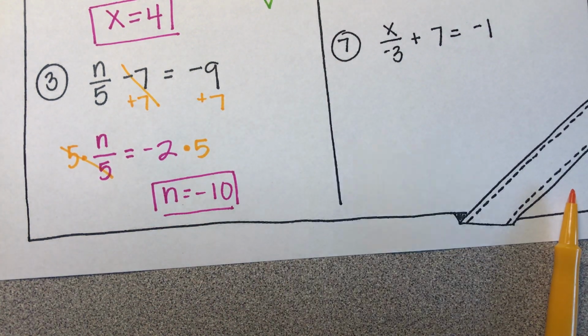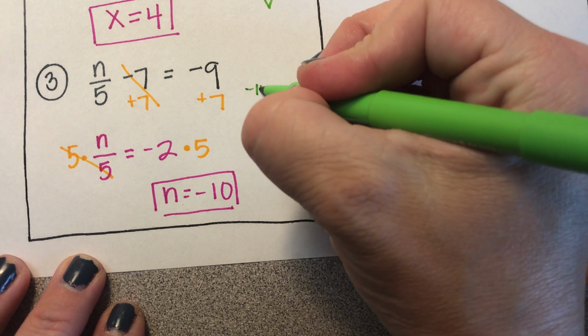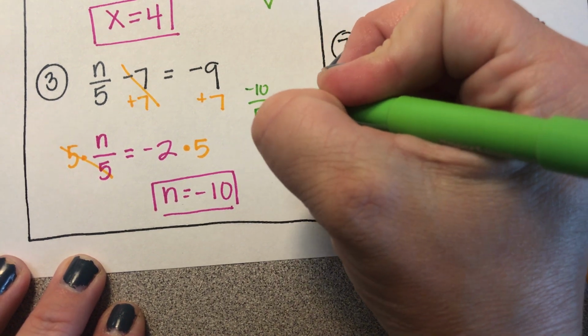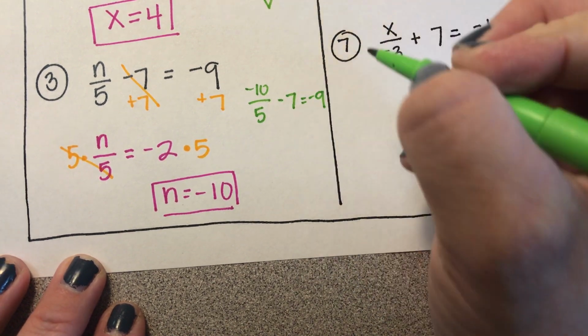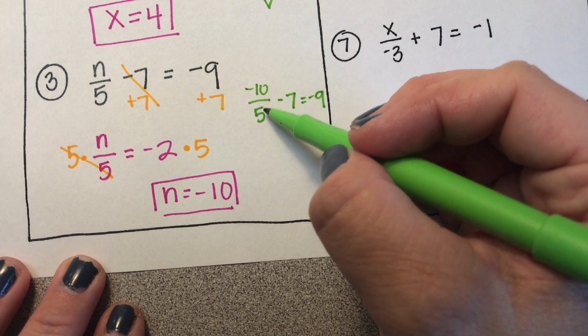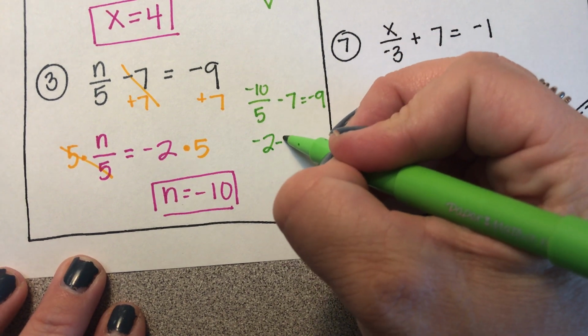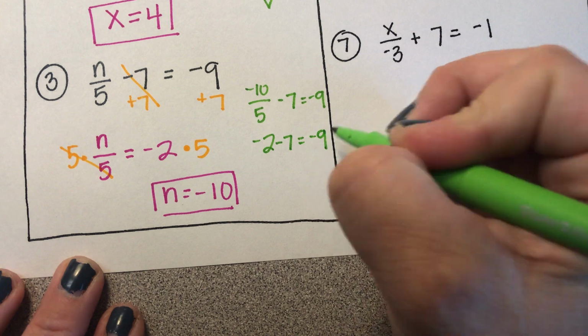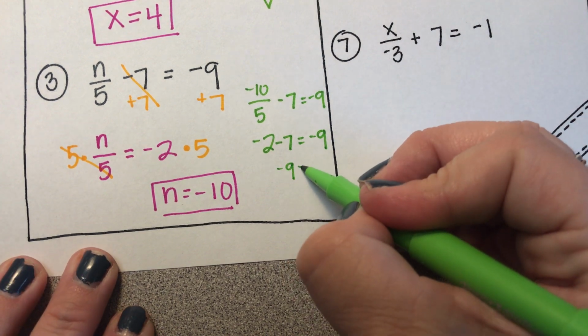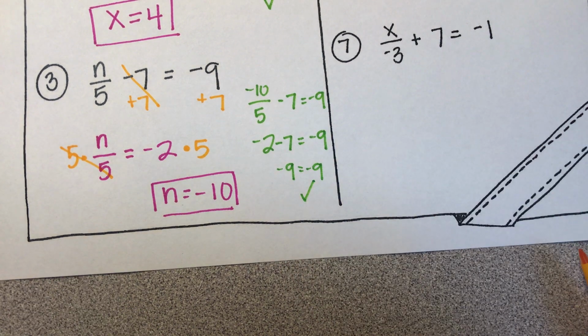Okay, I can check it. Negative 10 divided by 5 minus 7 equals negative 9. Well, negative 10 divided by 5 is negative 2. Negative 2 minus 7 is negative 9. So I know I got it right.